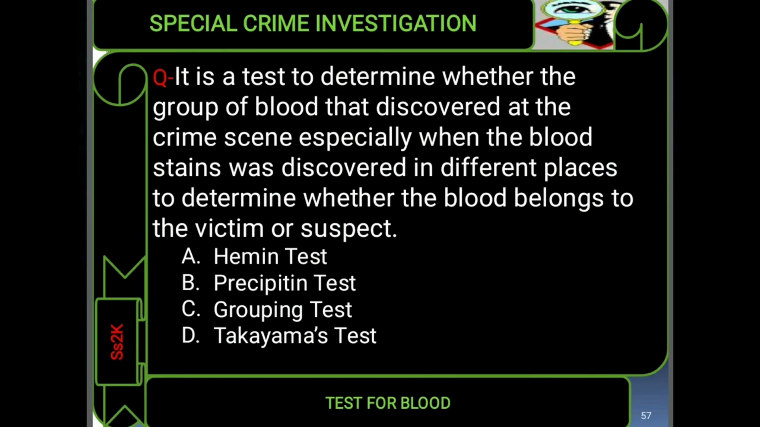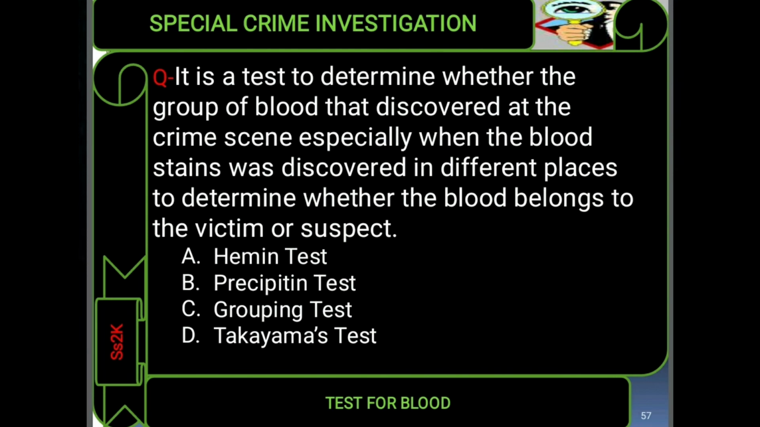Next question. It is a test to determine whether the group of blood that was discovered at the crime scene, especially when the bloodstains were discovered in different places, belonged to the victim or suspect. Letter A, Hemin test. Letter B, precipitin test. Letter C, grouping test.